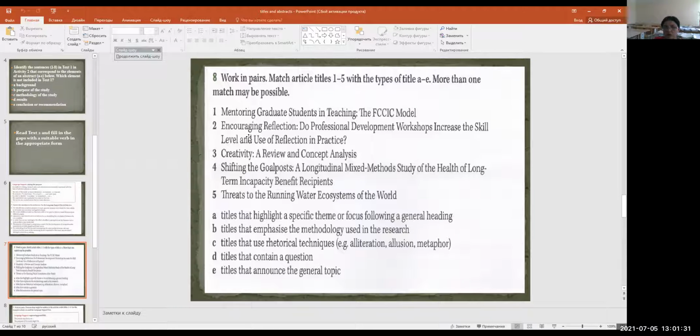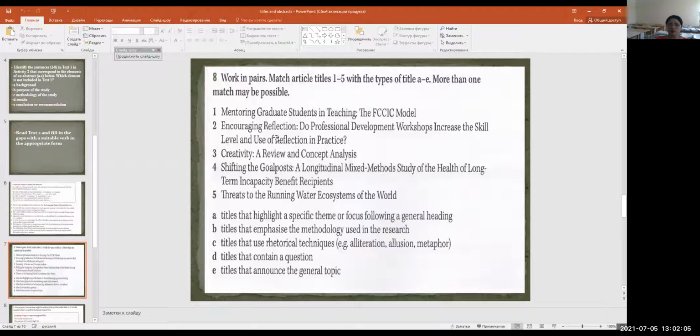The second one, encouraging reflection, do professional development workshops increase the skill level and use of reflection in practice? The third one, creativity, a review and concept analysis. The fourth one, shifting the goalposts, a longitudinal mixed method study of the health of long-term incapacity benefit recipients. The fifth one, threats to the running water ecosystems of the world.